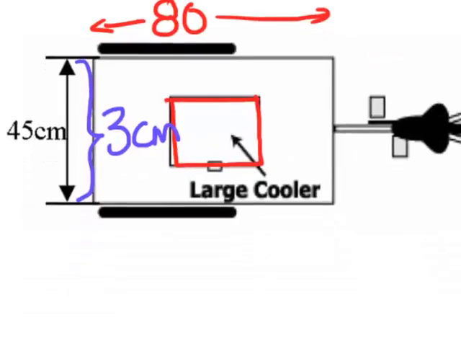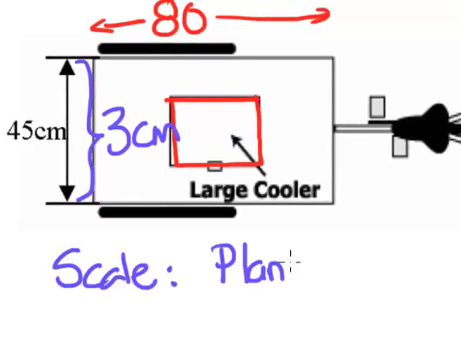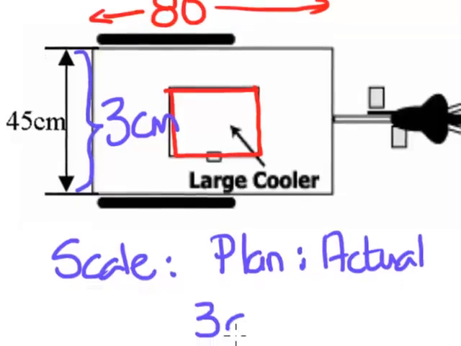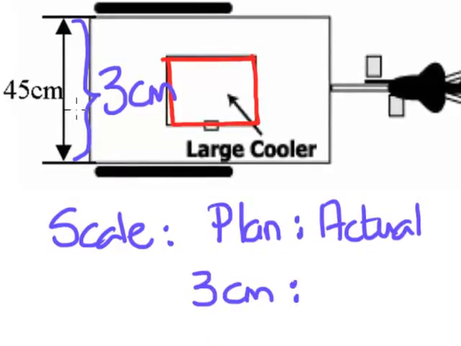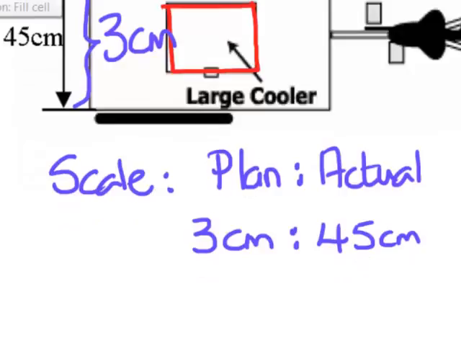Now we need to determine the scale. Remember what we do with scale: you have the distance on the plan to your actual distance. On the plan, I've told you it's 3 centimeters, and the actual distance you can see is 45 centimeters. They're already in the same unit, so all we need to do is divide both sides by 3. This side gives you 1, and 45 divided by 3 gives you 15. So the scale of our diagram is 1 in 15.